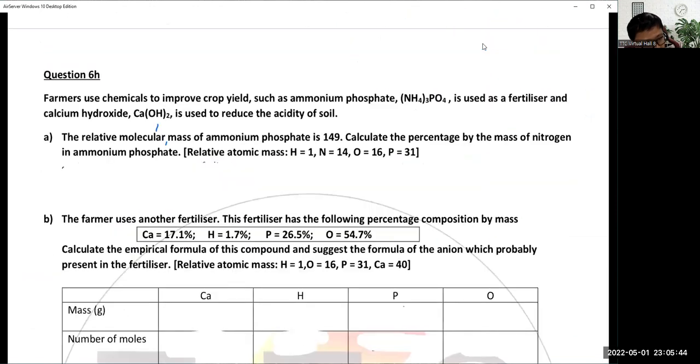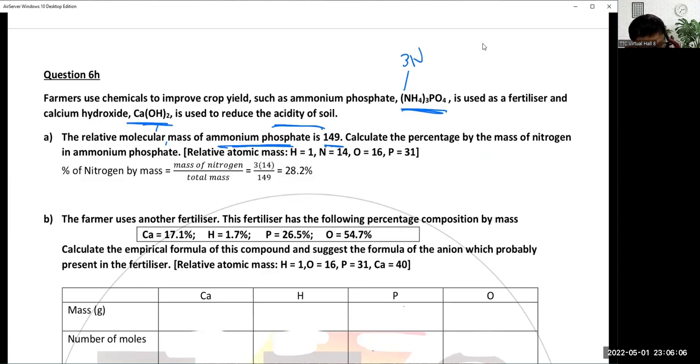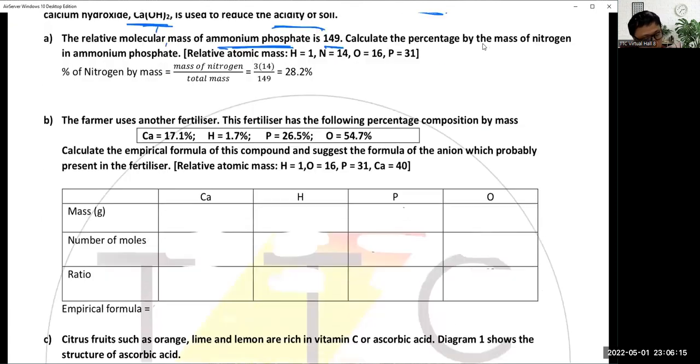A farmer uses the chemical to improve the soil. So this is the fertilizer. Then we have this one to reduce the acidity of the soil. So the relative molecular mass of ammonium phosphate is 149. Calculate the percentage of nitrogen by mass in here. So here you can see we have 3 nitrogen. So the percentage will be 3 times 14, because I got 3 nitrogen, then divide by total mass 149. I'll get 28.2%.